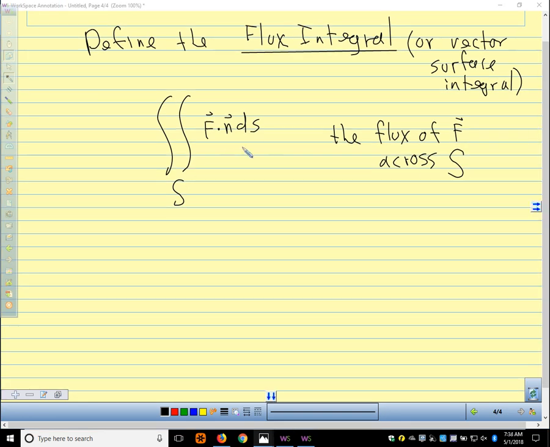All right, well this is nice, but we're in the same position we were in when we defined a double integral, when we defined various other things. How do we evaluate?